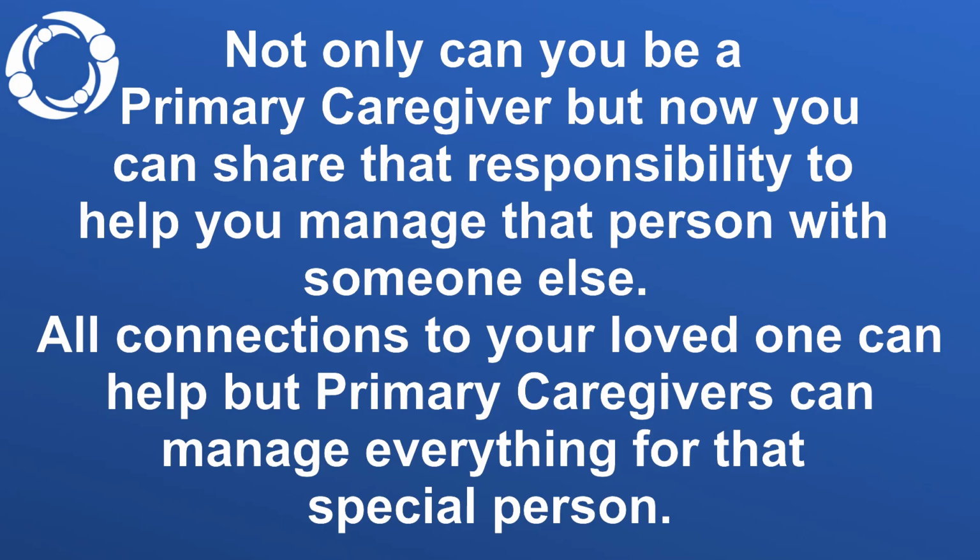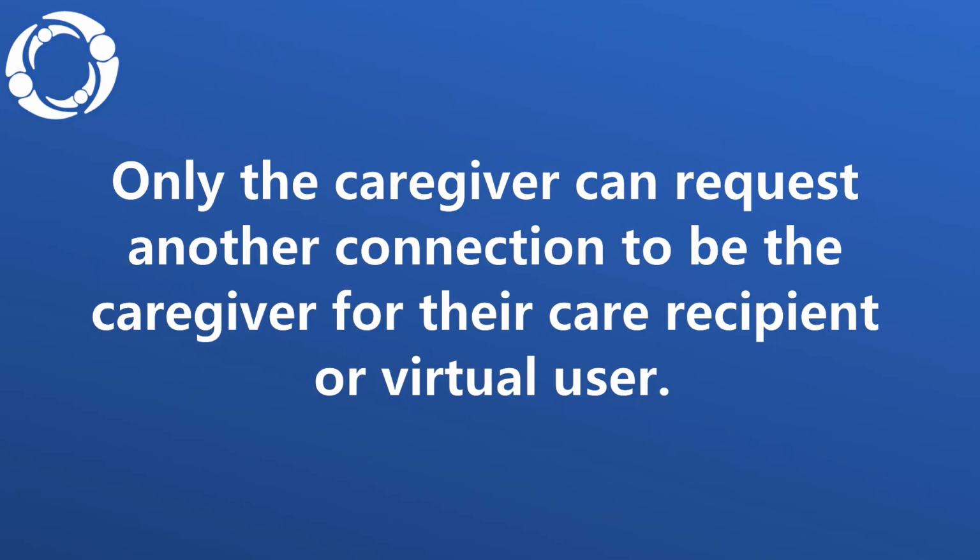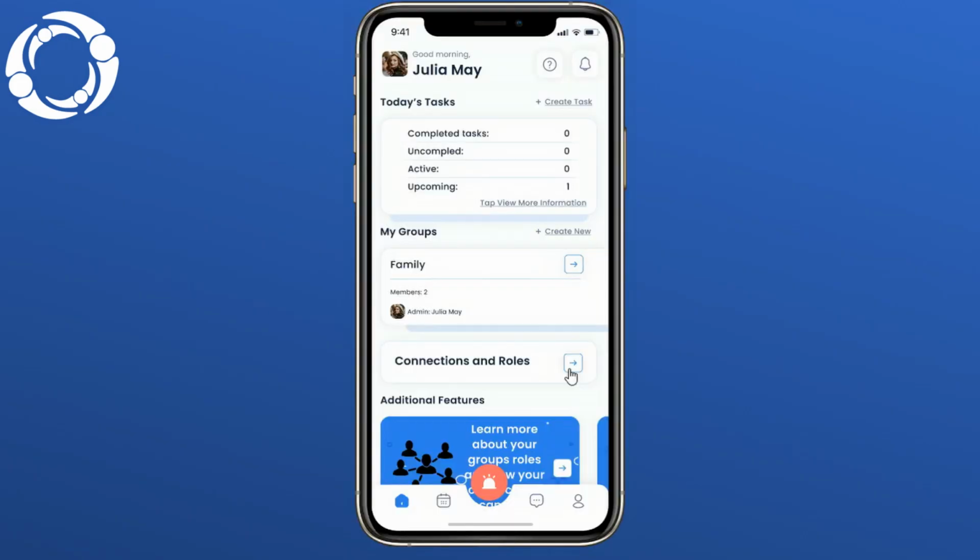Not only can you be a primary caregiver, but now you can share that responsibility to help you manage that person with someone else. All connections to your loved one can help, but primary caregivers can manage everything for that special person. Only the caregiver can request another connection to be the caregiver for their care recipient or virtual user. You can do this in two ways. The first is by sending the role request from Connections and Roles or Caregiver Features.